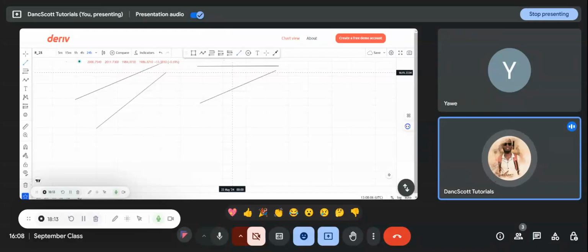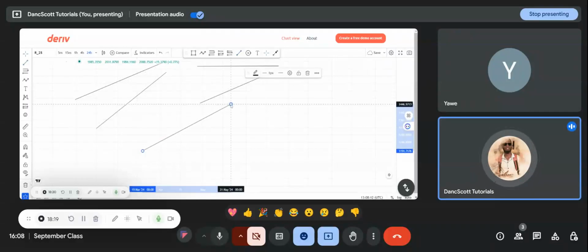So that is a triangle, an ascending triangle. This is a rising wedge. Now, this is a channel.